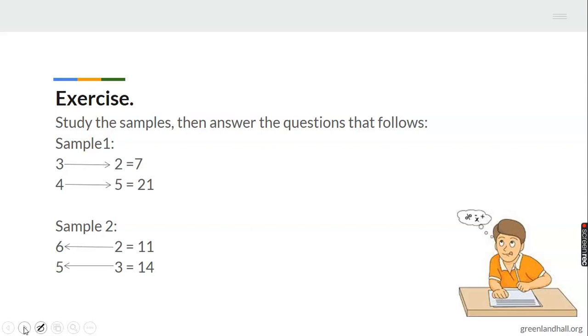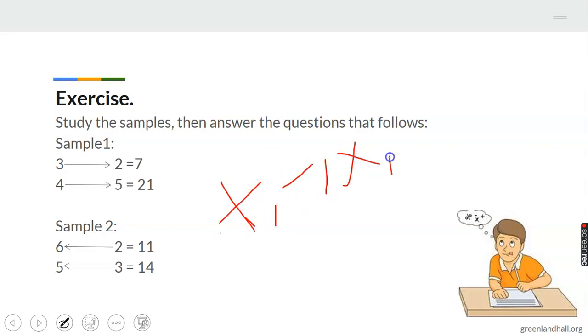When this arrow goes here and we have 7, remember your operator. It could be plus, it could be minus, it could be times, and it could be divide. So we have 3 and 2. And then we have 4, 5, and we have 21. Now the arrow is going this direction, so this means this is a different approach, and this arrow is coming this way. You're going to use a different approach.